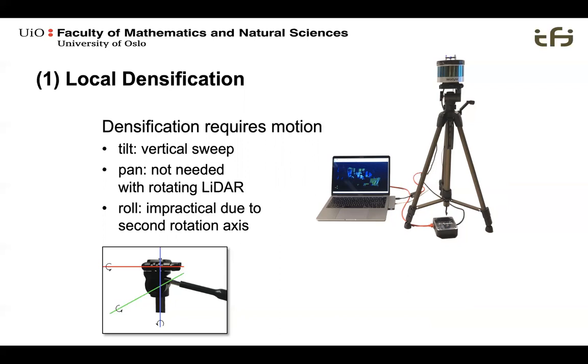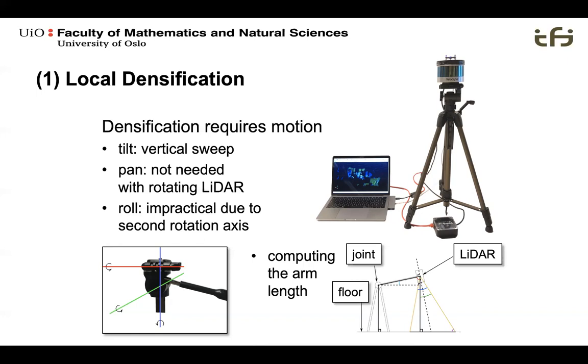We have the tilt, the pan, and the roll, where the tilt is a vertical sweep up and down along the y-axis, the z-axis of the LIDAR. The pan is not needed because we have a rotating LIDAR, so we would just rotate around the same axis that it rotates around anyway. And the roll would have been impractical because it would give us a second rotation axis in a different position, making it all the harder to integrate coordinate systems. So we were just using tilting.